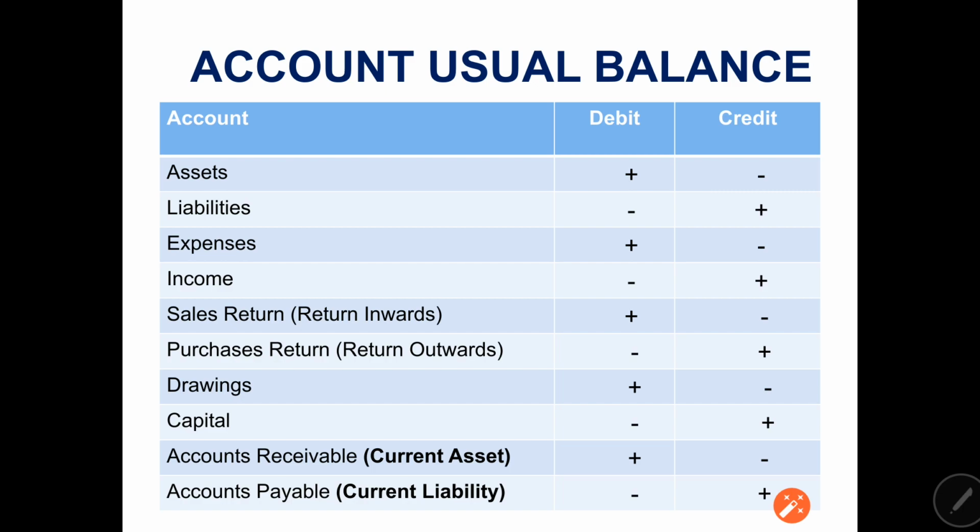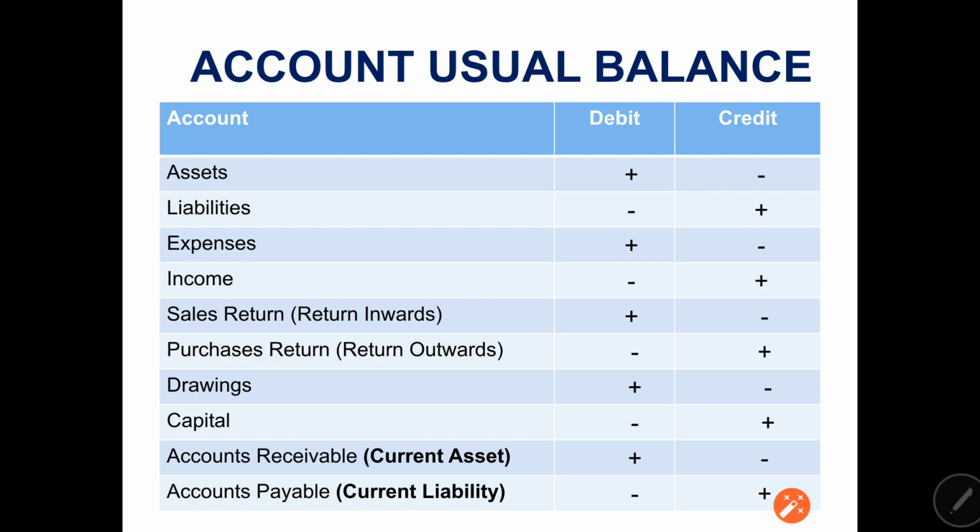Okay. For all the asset, it should be reflected on the debit side because the usual balance of the account is on the debit side. Okay, whereas for liability, the usual balance is on the credit side. Okay, expenses is on the debit side, income is on the credit side. Sales return, or rather known as return inwards, it's on the debit side, and purchases return is on the credit side. These are the usual balance of the account. And for drawings, it should be on the debit side because the debit means plus, the credit means minus.